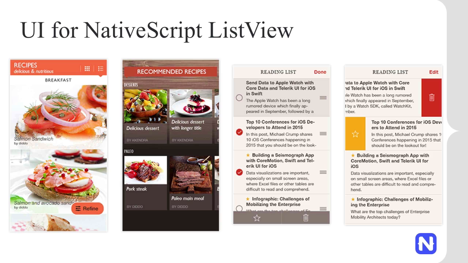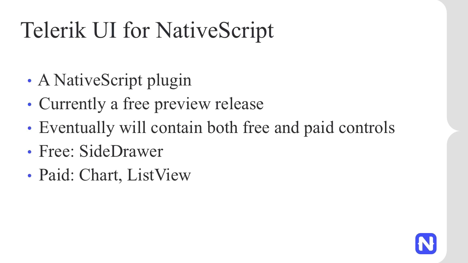The next thing I want to show is the new list view control. But before digging into the code, I want to quickly go over what telerik-ui for NativeScript is for anyone that didn't attend our previous NativeScript webinar. First and foremost, telerik-ui for NativeScript is a NativeScript plugin. So you install it using the same TNS plugin add command you use to install any NativeScript plugin. The product is currently available as a free preview release, which means that anyone can use all the controls in any of the apps they're developing.